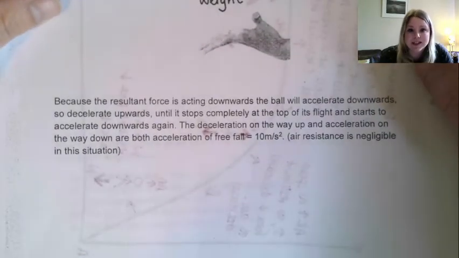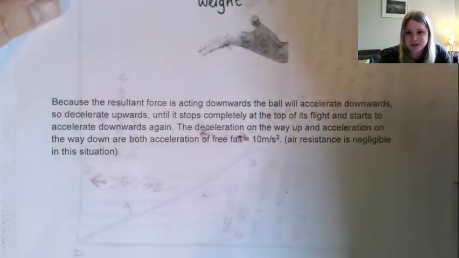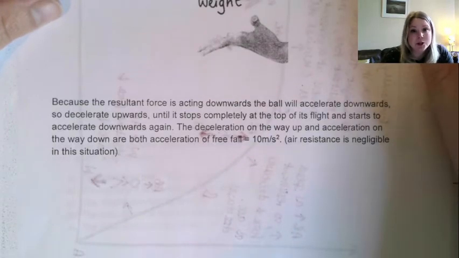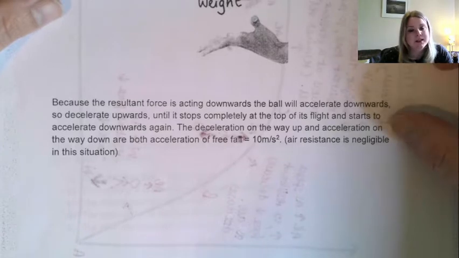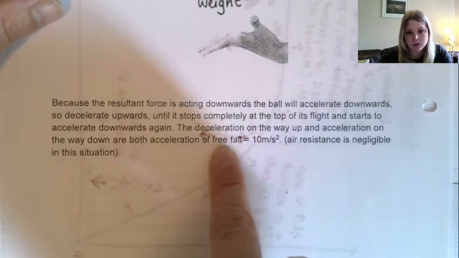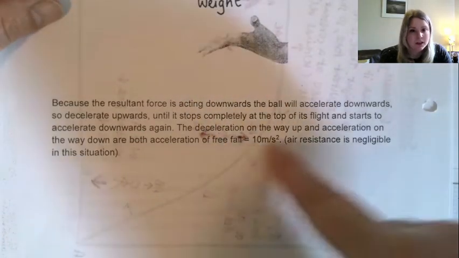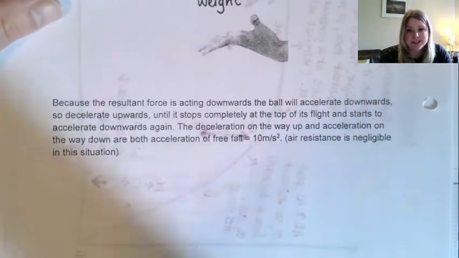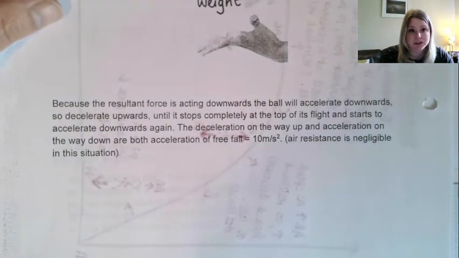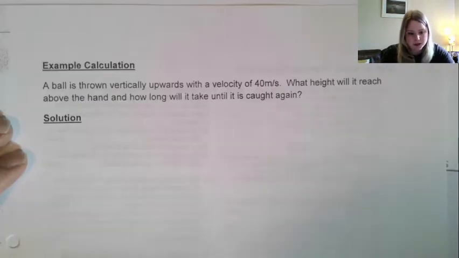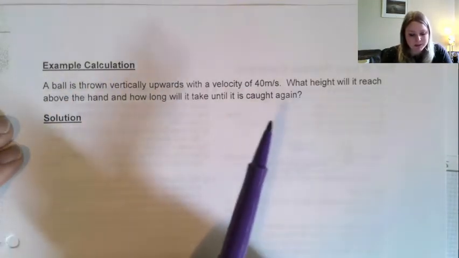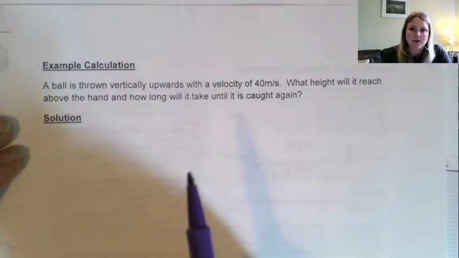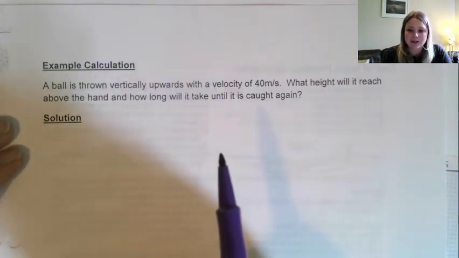Because the resultant force is acting downwards, the ball will accelerate downwards, so decelerate upwards until it stops completely at the top of its flight and starts to accelerate downwards again. The deceleration on the way up and acceleration on the way down are both acceleration of free fall, which is 10 meters per second squared on Earth, and air resistance is negligible. So let's have a little look at the question to do with this. Page 205, a ball is thrown vertically upwards with a velocity of 40 meters per second. What height will it reach above the hand, and how long will it take until it is caught again?